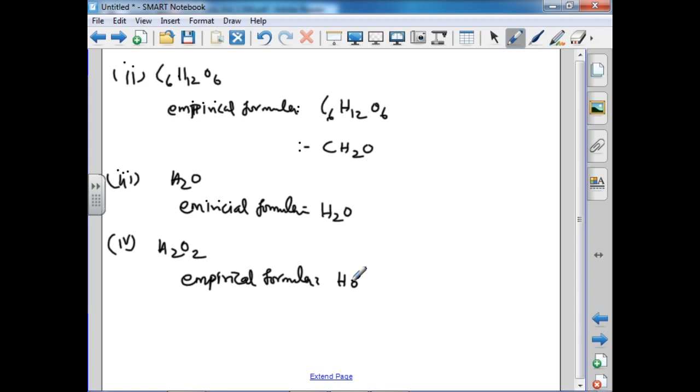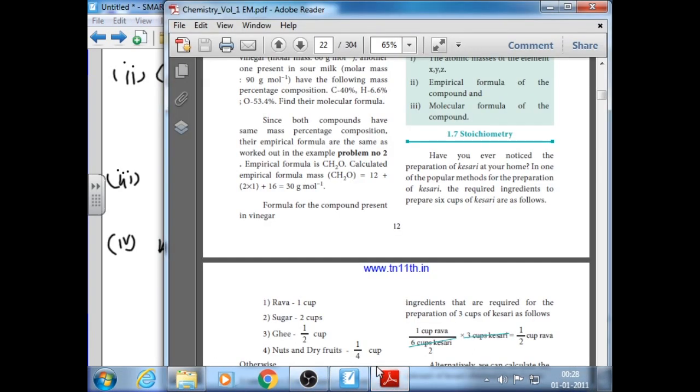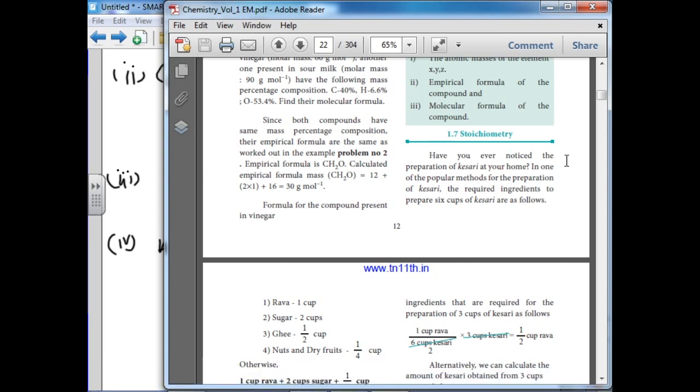Next we are going to learn the new topic, stoichiometry. So what is stoichiometry? Stoichiometry is the calculation of the quantity of reactants and products in a chemical reaction. So stoichiometry means calculating the reactants and products in chemical reactions. Have you ever noticed the preparation of kesari in your home? In one of the popular methods for the preparation of kesari, the required ingredients to prepare 6 cups of kesari are the following.